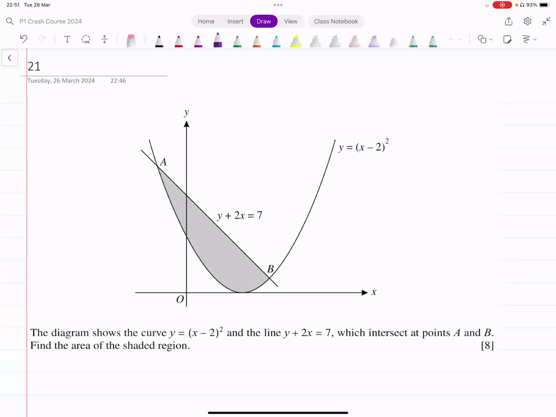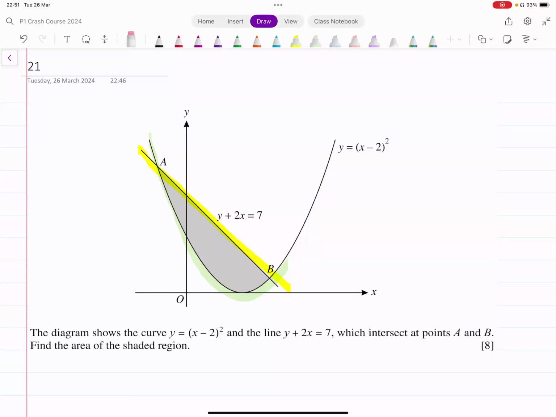Question number 21. Okay. So it says the diagram shows the curve y equals x minus 2 whole squared and the line y plus 2x equals 7, which intersect at points A and B. Find the area of the shaded region. Now, how would you describe this shaded area? This is the area between two graphs. You have a straight line and you have a curve. This is the area between these two functions.